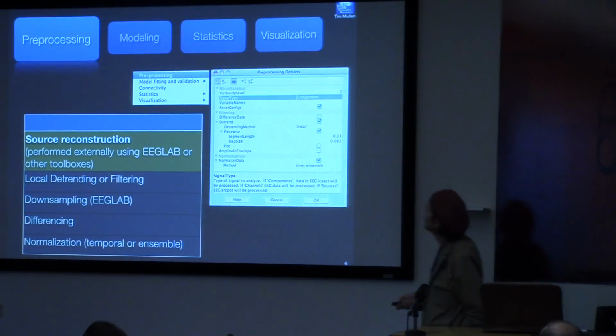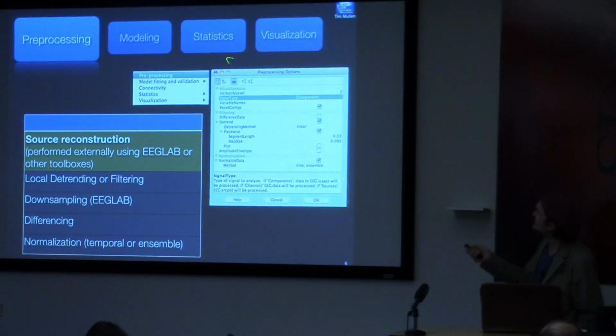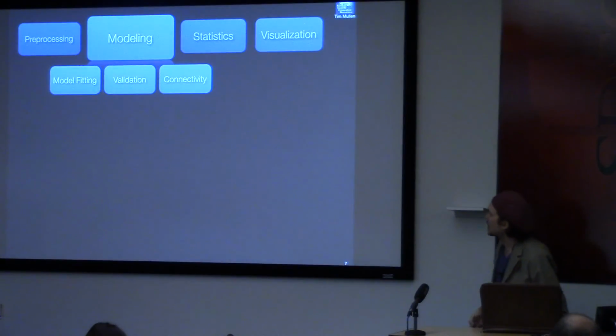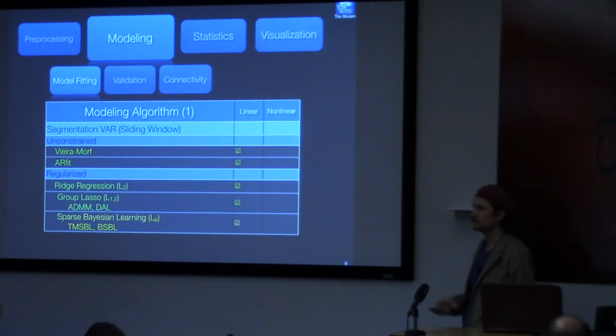So that allows you then to explore different types of modeling approaches with a validated simulation package. The pre-processing routines include a variety of different techniques like detrending your data, downsampling, differencing, and normalizing. All the tools are accessed through a GUI. Modeling, different ways to fit your models. We'll go over this today.